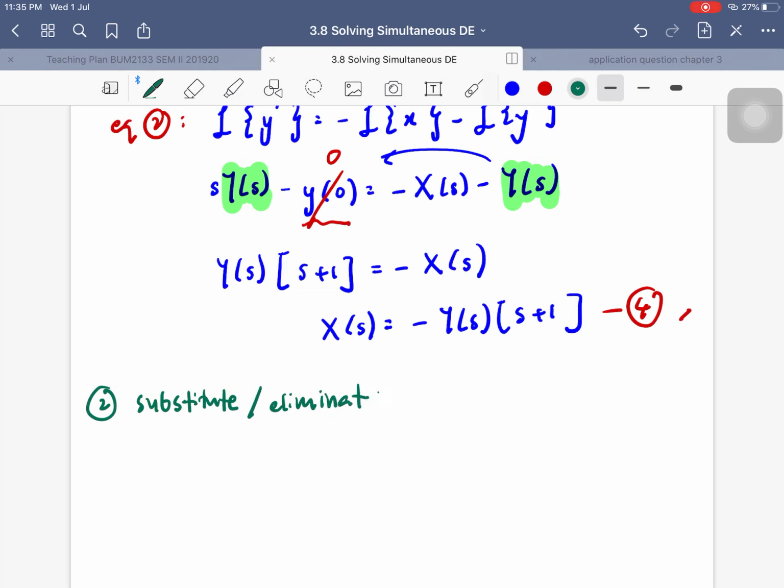Elimination. Okay, I'm going to use elimination, and I'm going to get rid of one of the variables.